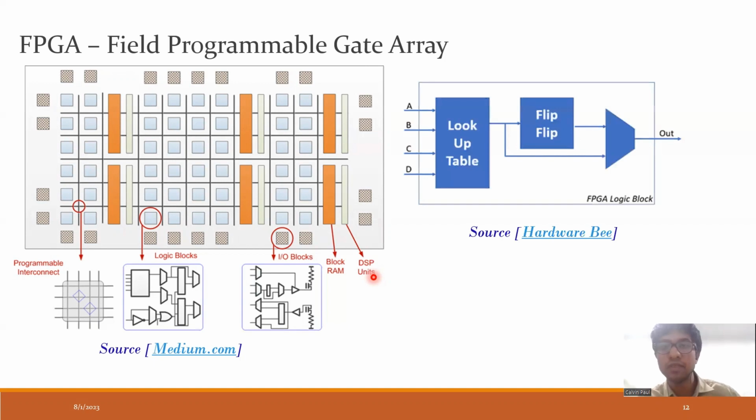So it consists of multiple lookup tables, and flip-flops can also be there for connecting the output as desired. As per requirement, this is a mux which can select which output we want. So this is a logic block of an FPGA.